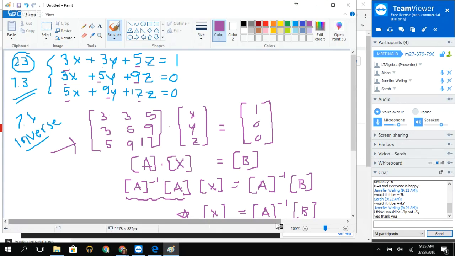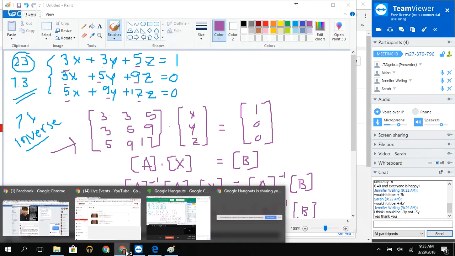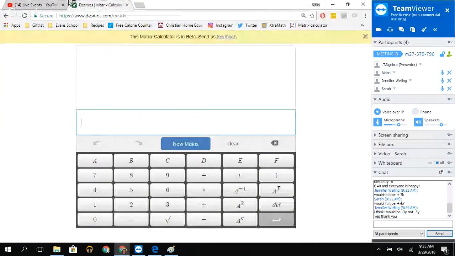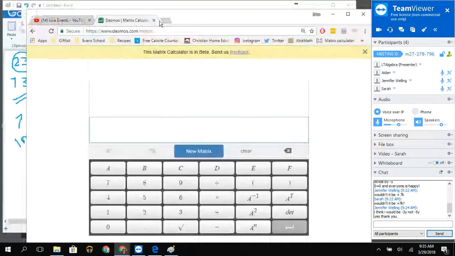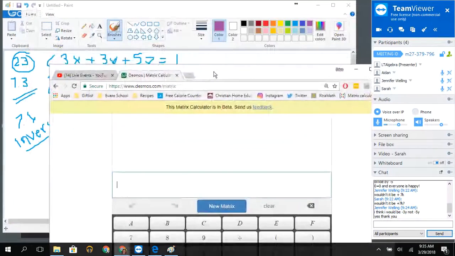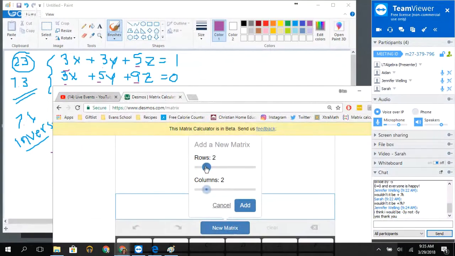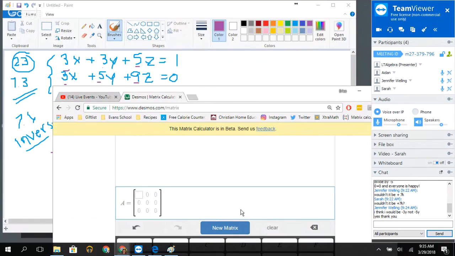Promise we're almost there. If I get a matrix calculator, somewhere I have one up here. This is the Desmos one because I think it's kind of cool. They have a new one, and I like to try it out. Let me make a new matrix. It's going to be a 3 by 3, and this is called matrix A.